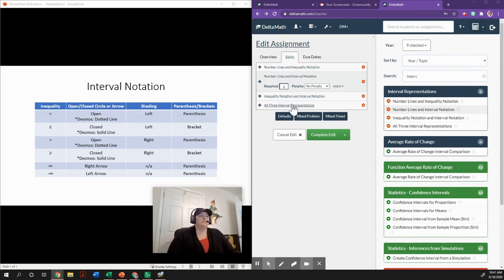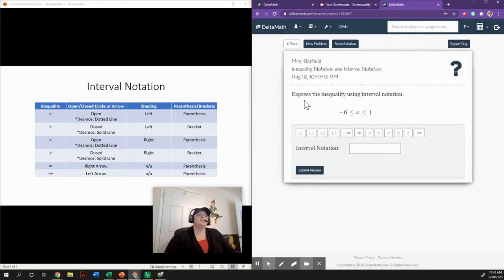So I'm going to move down to the next 2 skill levels and make sure that you're okay with how to make these conversions go back and forth. And again, I totally recommend doing this assignment. I'm making it optional, but I would recommend doing it. Okay. All right, so it says express the inequality using interval notation.